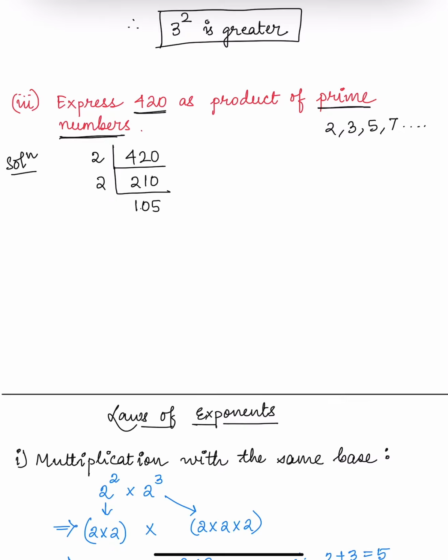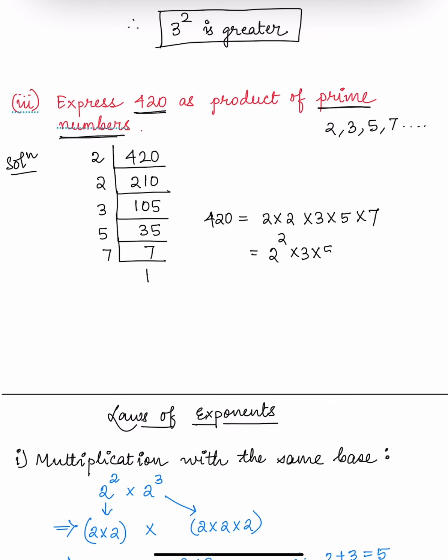Right? Now this is divisible by 3. So when we divide by 3, that gives us 35. That is divisible by 5. So that gives us 7. This is the correct factorization. So 420 can be written as 2 into 2 into 3 into 5 into 7. So that is 2 square into 3 into 5 into 7. So therefore 420 equals 2 squared into 3 into 5 into 7, and this is the correct form of writing this answer.